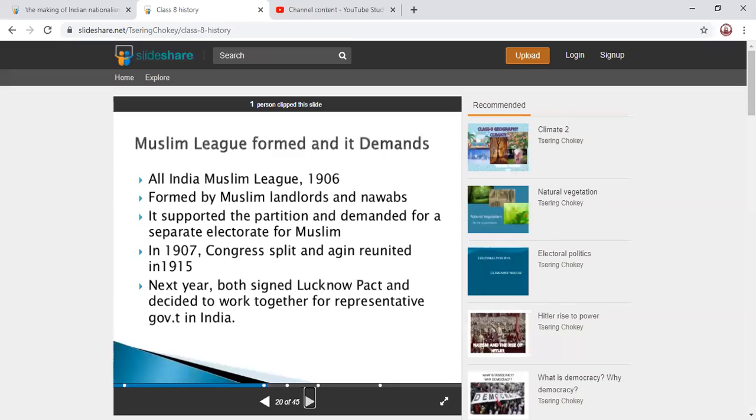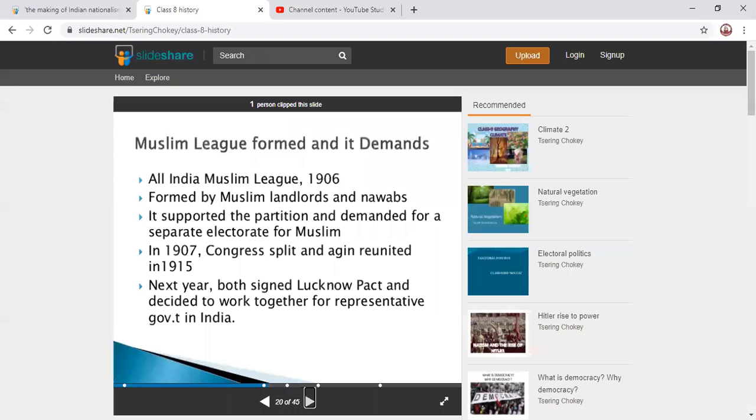For example, in 1920, when the non-cooperation movement was started by Mahatma Gandhi, in support, Muslims also started the Khilafat movement in 1921. But their demand was different, because in 1921, the Britishers insulted the caliph of Turkey, the religious saint of Turkey, who held a prestigious position among Muslims. That's why Muslims started the Khilafat movement against it.